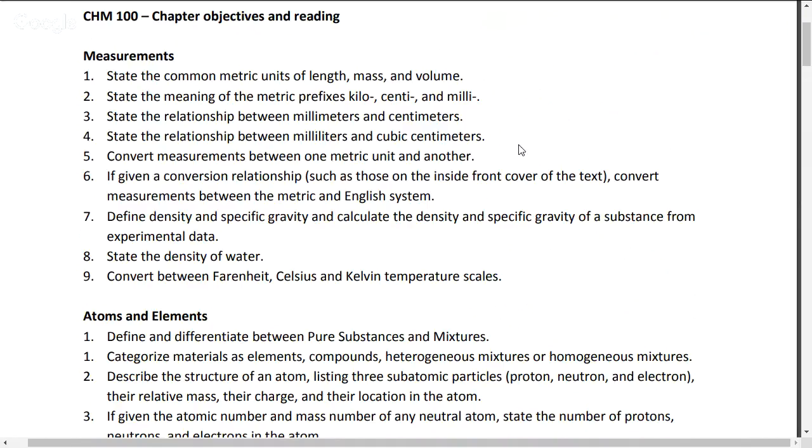Are you going to give us the conversion? I'll give you the equations for temperature.